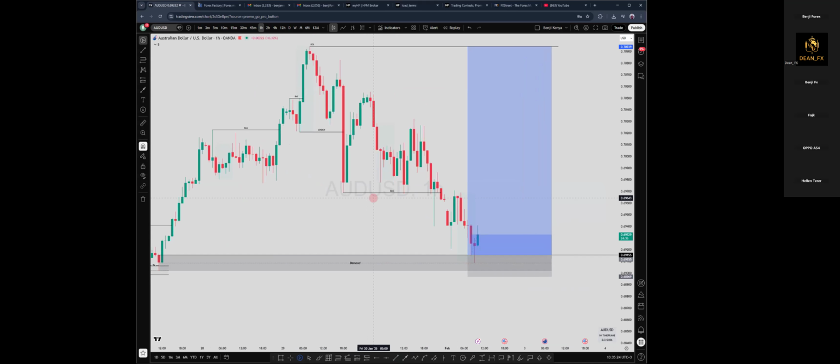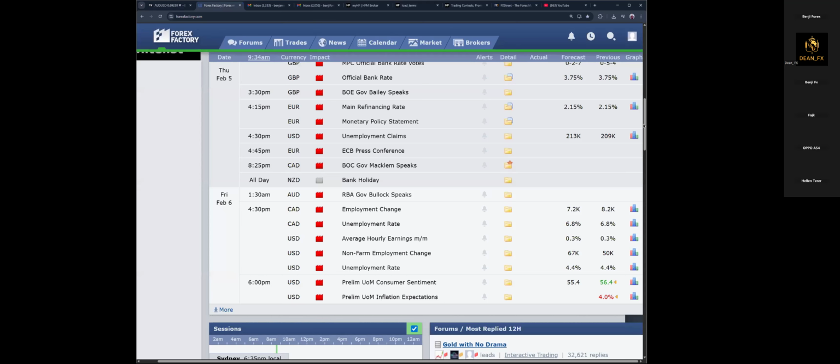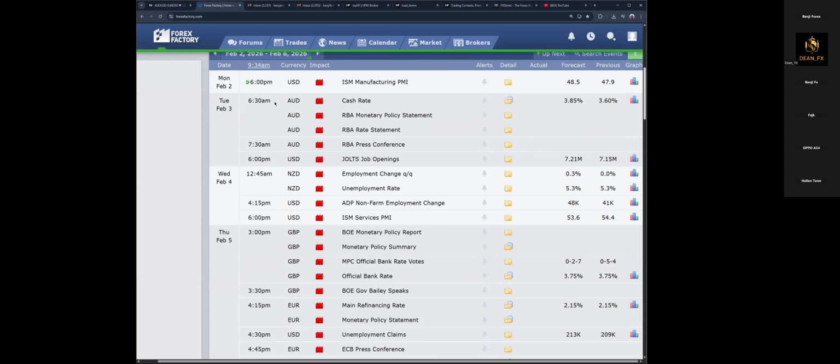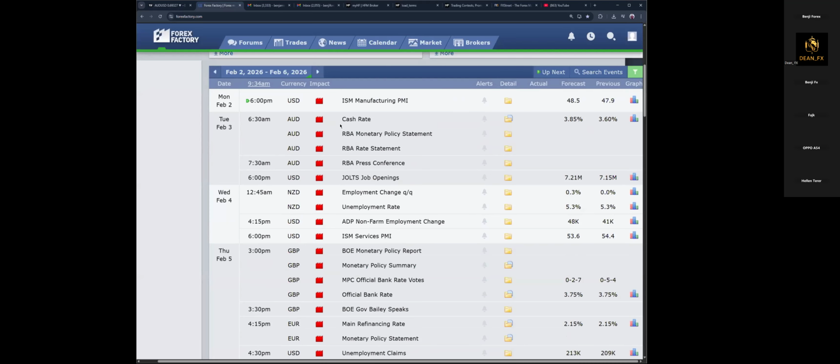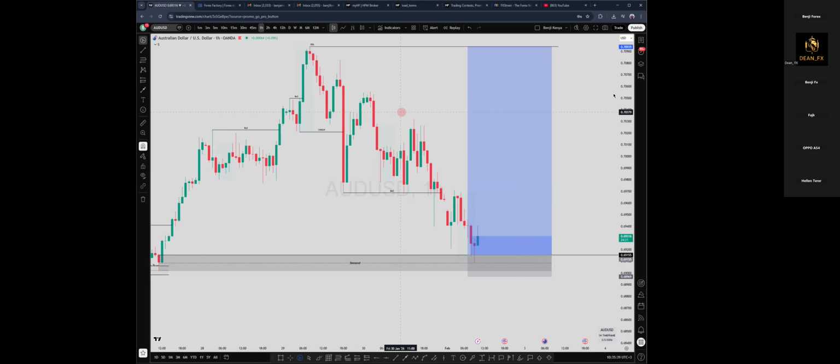This is AUD USD. Kesho tuko na news AUD. Probably it might push AUD more tomorrow at around 6:30 a.m. So this is what might push, and also at 6:30 p.m. we're having ISM manufacturing PMI. So either of the two can push the AUD to go much higher.